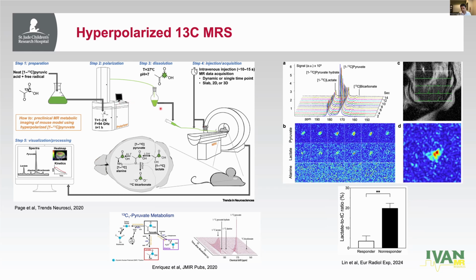But that polarization increase gives you a 10,000-fold increase in SNR. So you don't need too much substrate. You can acquire very nice spectra, and you can also do a 3D sort of image of your metabolites.